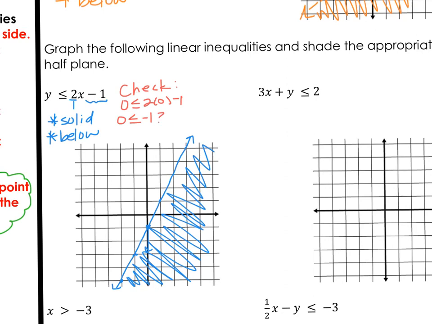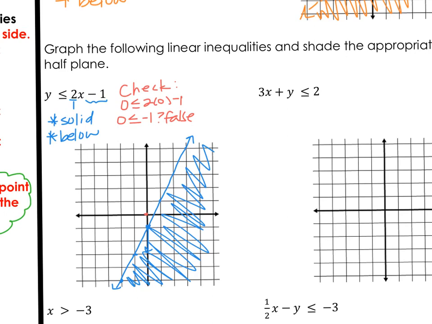Well, 0 technically isn't less than or equal to -1, so that's false. And what that means is this point right here would not be in the shaded region, therefore it's everything on the other side. And guess what? That's where we already shaded. All right, let's try the next one.